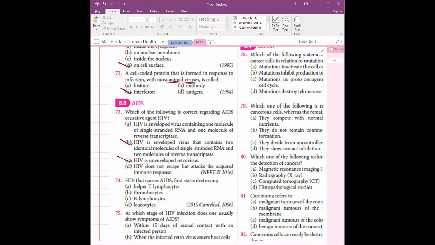Which of the following is correct? HIV does not escape but attacks the acquired immune system. So guys, what should have been the question was, even this is going to be right. They must have asked, find which is the incorrect one. Incorrect regarding AIDS. Then the answer would be A only. Anyways, chalo, let's try to move ahead.